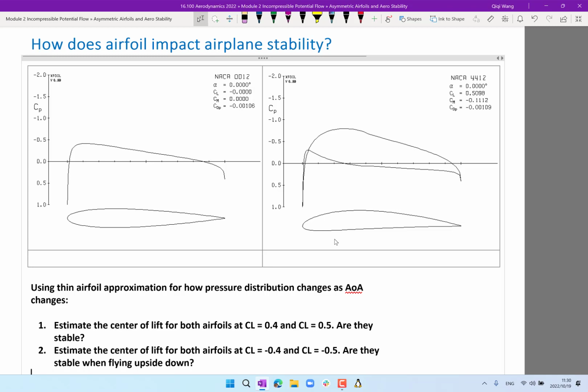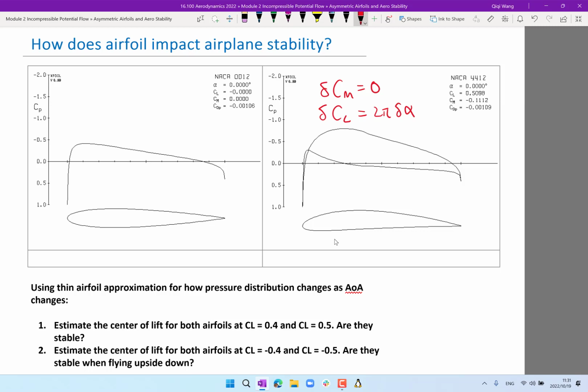Note that here we don't have the same Cl. Here Cl is 0, here Cl is 0.5 something. So I want you to use the result of thin airfoil theory to estimate where the center of lift is for these two airfoils. Oh, and I forgot to mention that for thin airfoil theory, the change in Cm is equal to 0, and the change in Cl is equal to 2 pi times the change in alpha. That's also from the flat plate solution.